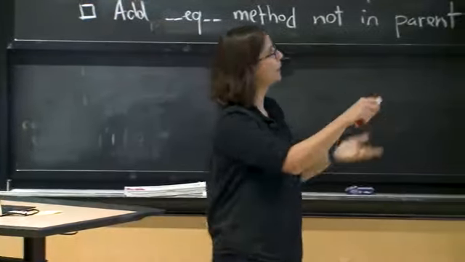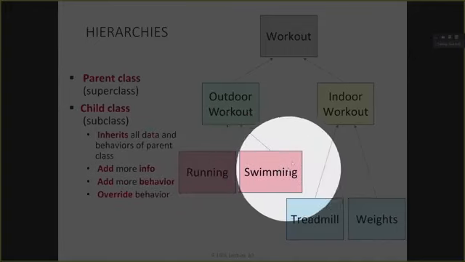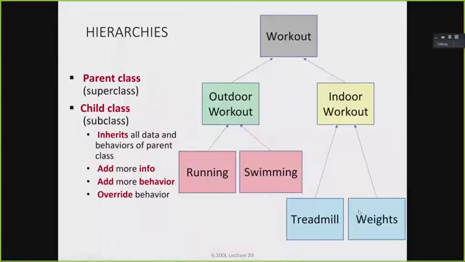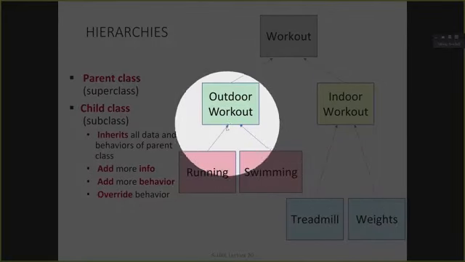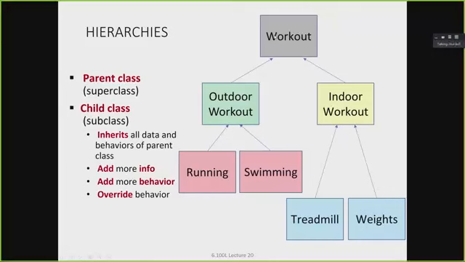So for outdoor workouts, we can now have two different types of outdoor workouts, a running or a swimming. And for indoor workouts, we might have treadmill or weights types of workouts, right? And whenever you create these child classes, they inherit everything that their parents have. So a running class is an outdoor workout, and by default, it's also going to be a workout, right? Because outdoor workout was a workout.